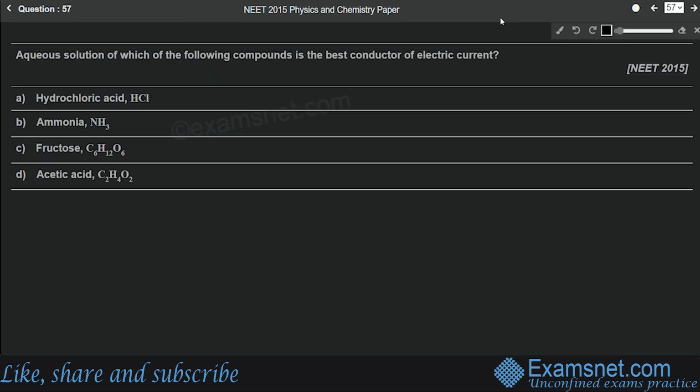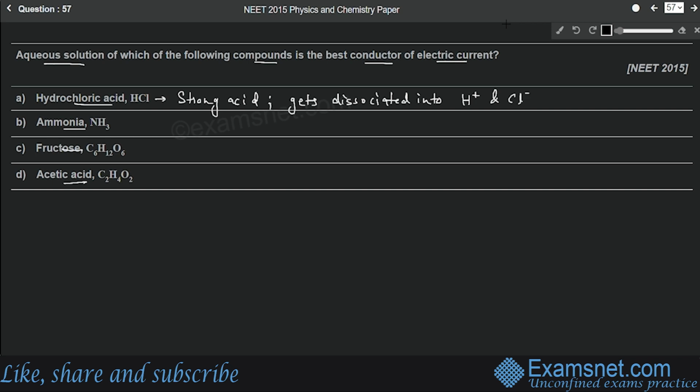Question number 57 can be related to electrochemistry, and the question is, aqueous solution of which of the following compounds is the best conductor of electric current? Options are hydrochloric acid, ammonia, fructose and acetic acid. So it is very clear that hydrochloric acid is a strong acid, right? It is a strong acid. That means it completely gets dissociated into H plus ion and Cl minus ion.